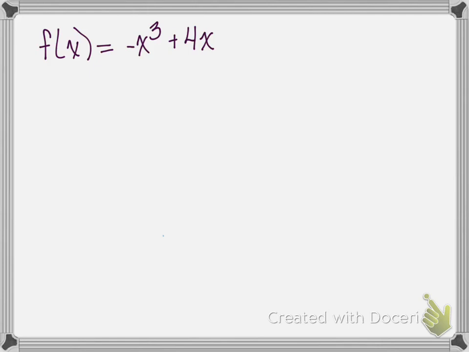So what I want us to do with this one, I've got f of x equals negative x to the third plus 4x. I want to know my end behavior. So based on my highest exponent, is my end behavior going in the same direction or opposite direction? Opposite. Good. Okay, so we know that I'm going in opposite directions. And the reason we know that is because my highest exponent is a 3.